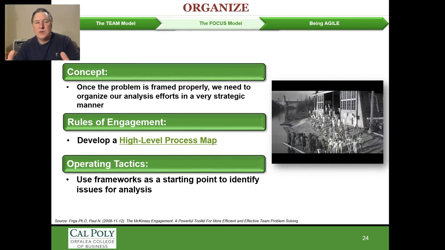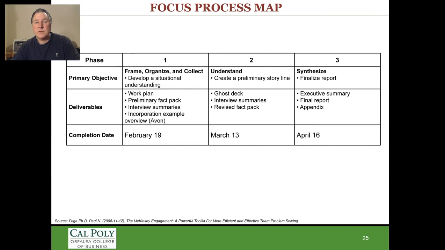And why that's important is it helps you organize things. So the key thing is, once you frame the problem properly, you need to think about organizing your analysis in a strategic manner. So one of the tools is a high-level process map, and using frameworks as a starting point to identify what the issues for analysis are. So here's a focused process map, which is objective, deliverables, and completion map, sort of tying into your project plan. And I think that this is a good way of mapping out your project.